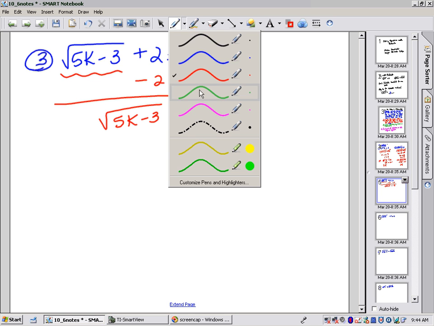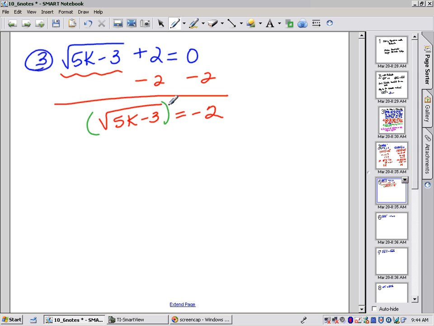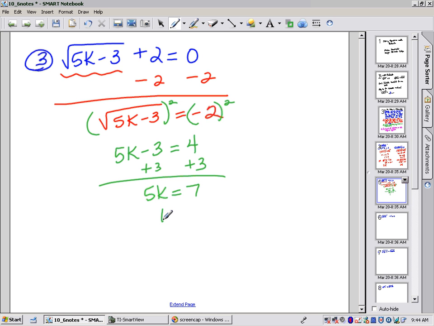Now at this point, we can square both sides. And squaring the square root of 5k minus 3 just eliminates the radical. Squaring a negative 2 gives us positive 4. So we would add 3 to both sides to get 5k is equal to 7, and divide by 5, so k is 7/5.